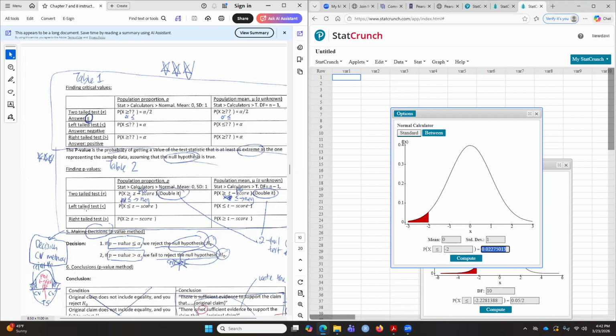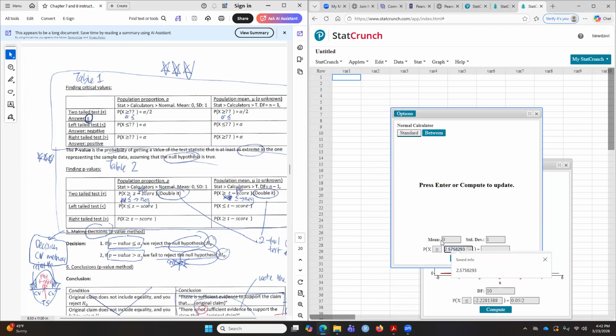But if you have just a left tail, your answer will be right here. You do not need to double it, and usually your z-score is negative, and that means your side is on the left tail. If it's a right tail, you use a greater than, and usually this will be a positive number like 2.3, something like that.